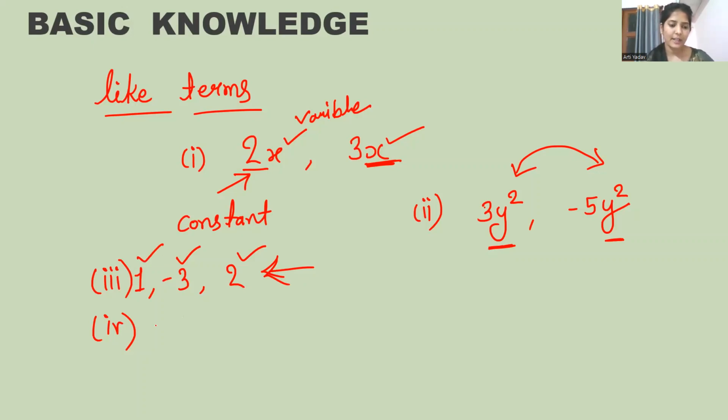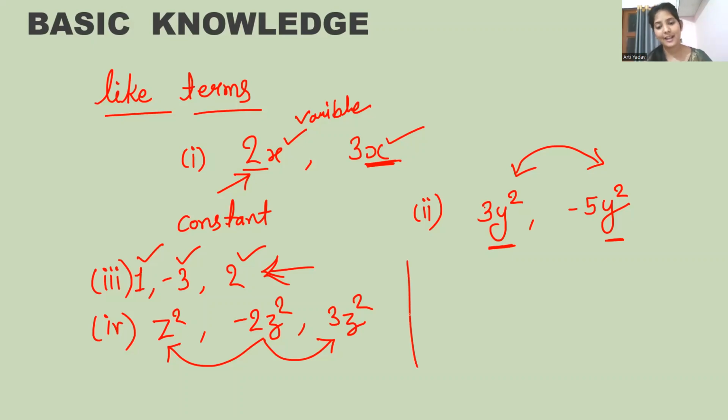If I will write here z square, minus 2z square and 3z square. So this is the example of like terms. These terms are like terms. Why? Because z square is present in each term. Z square जो है वो हर एक term में present है. अब unlike terms क्या होंगी? So these are the like terms.